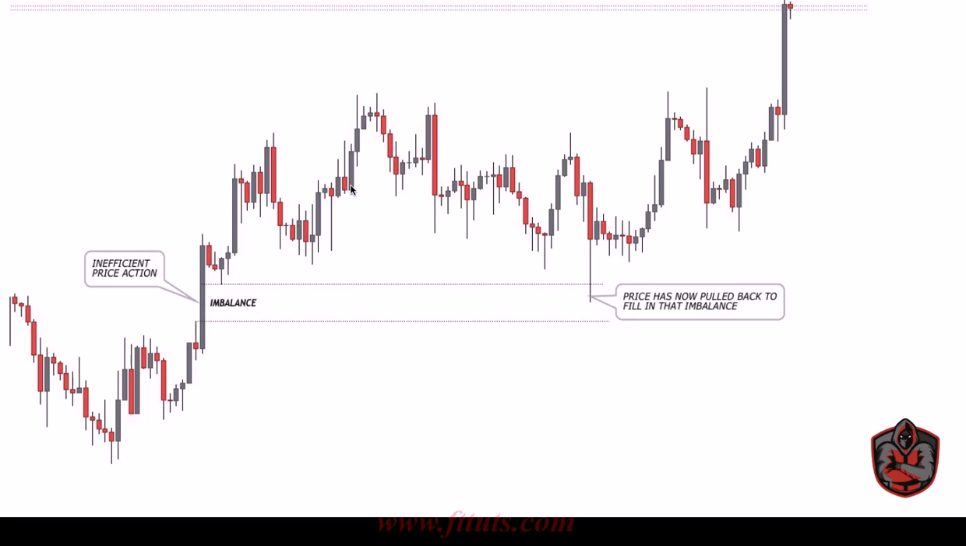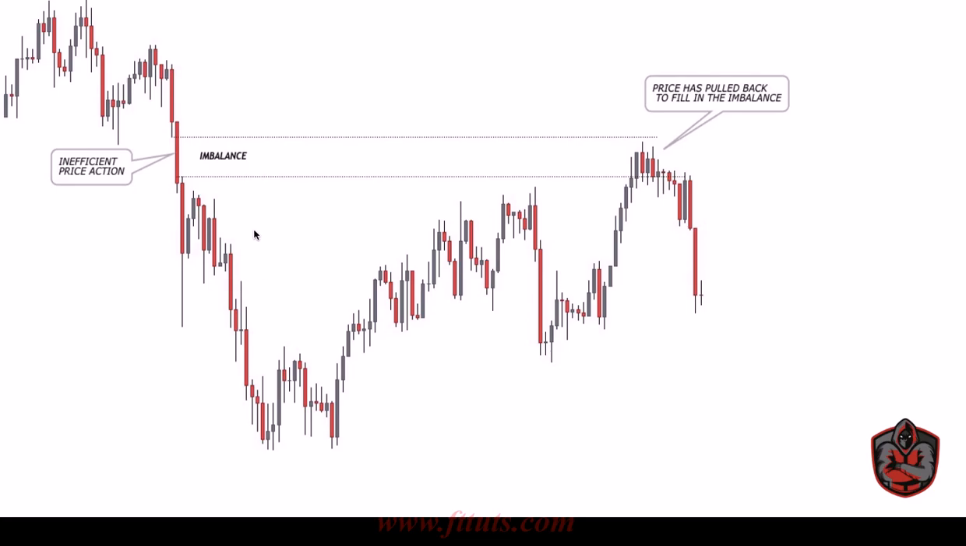But notice when price starts moving over to the upside, when it pulls back, what does it do? It pulls back to fill in that gap, right? Now this is what we classify as efficient price action because this imbalance has now been filled. Makes sense? So when you identify any imbalance in the market, expect price to pull back to fill in that gap, right?